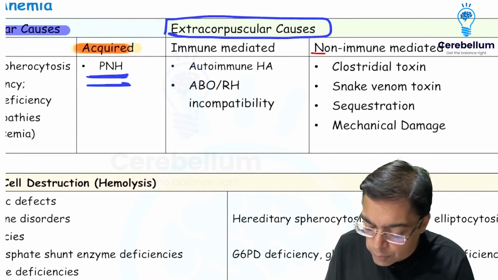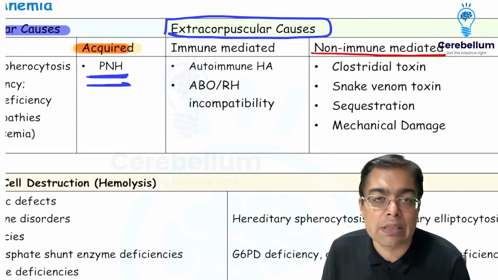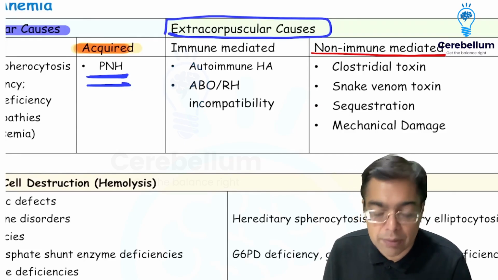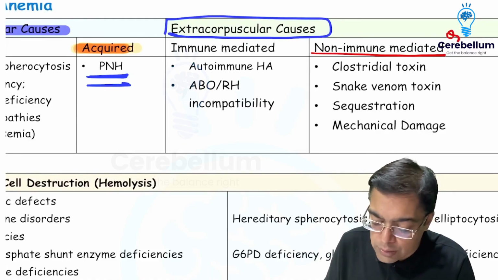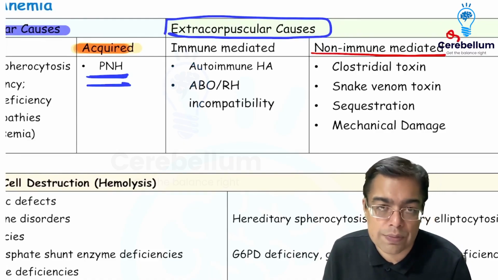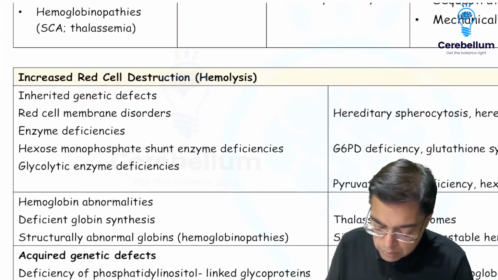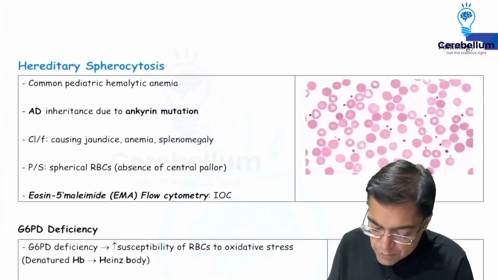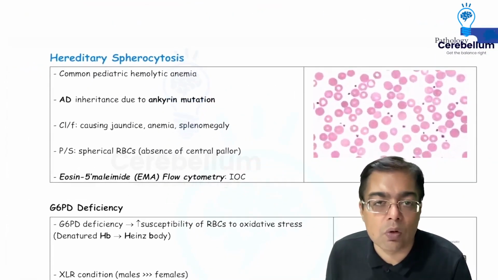And then if you are talking about exposure to certain types of toxins, say for example clostridial toxin or for that matter septicemia, or there is a mechanical damage, then that would be an example of a non-immune mediated extracorpuscular cause. Whenever we are talking about the conditions, we need to remind ourselves of these conditions and the salient features one by one. So I'll start off the discussion with the intracorpuscular conditions.